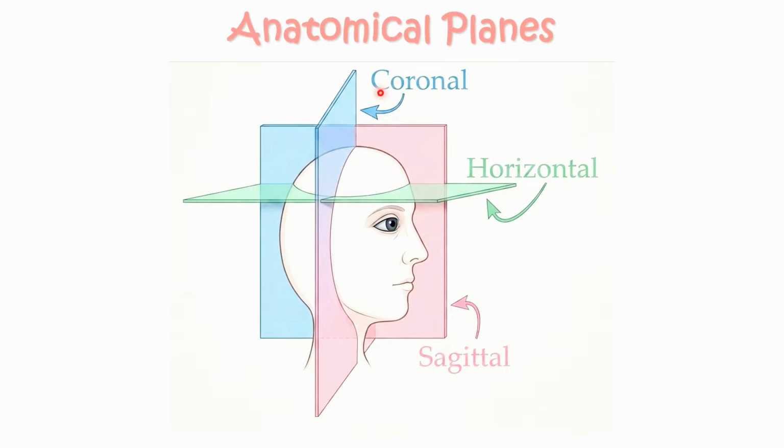Coronal plane means if it divides the body into anterior and posterior parts, that is the coronal plane. And if it divides into upper and lower portions, that is known as the horizontal plane. Sagittal plane means if it divides into right and left halves, that is known as the sagittal plane.